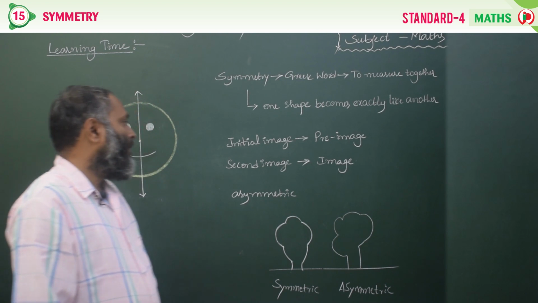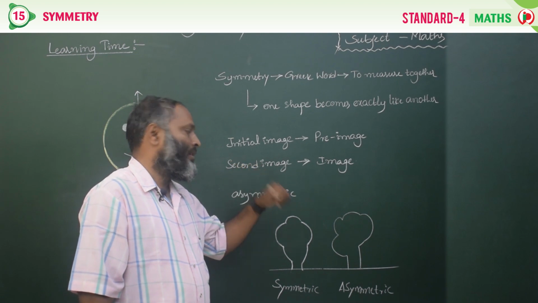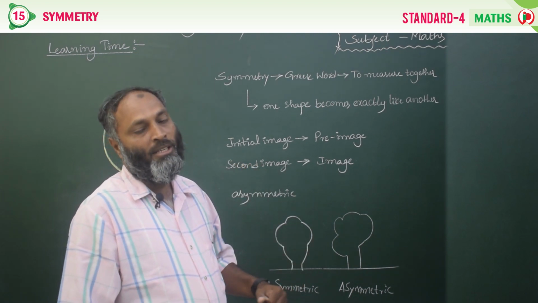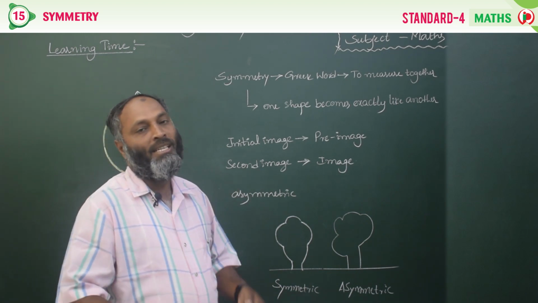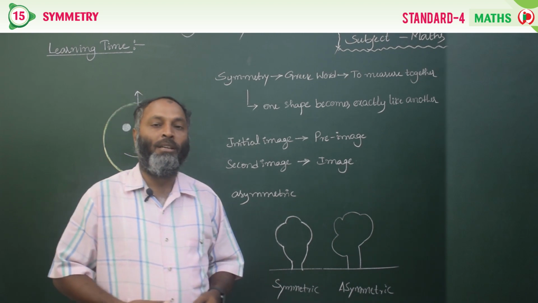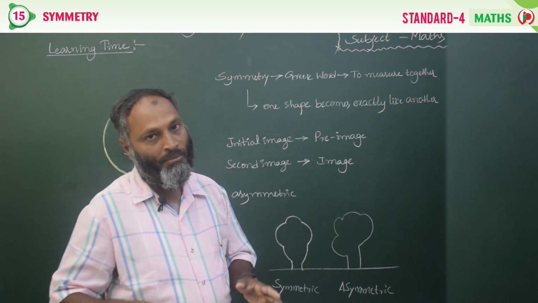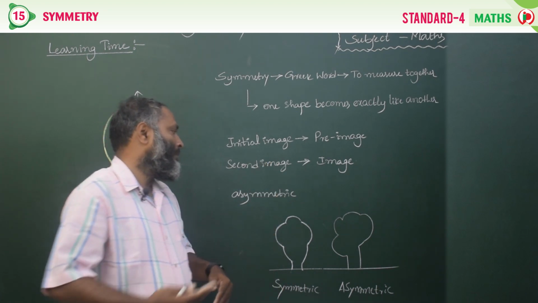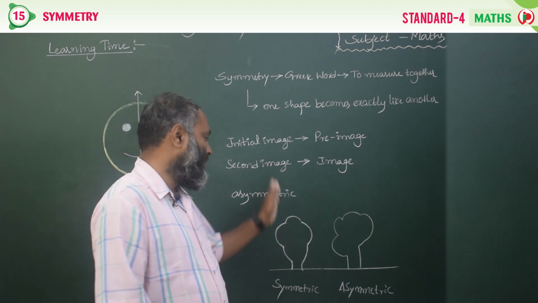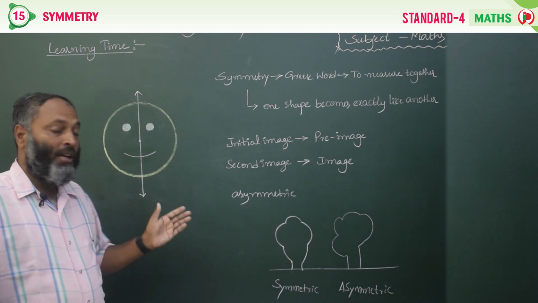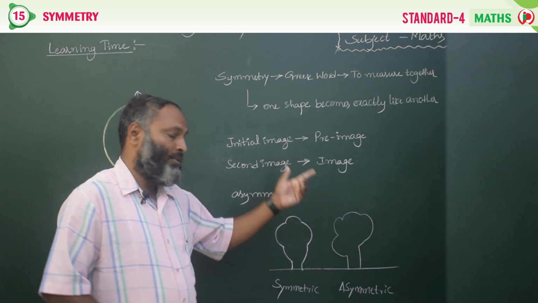Now after that, here we have two images. One is a pre-image, the other is the image. What is a pre-image? Pre always means before, so before, that is initial. Whatever initial image is given, that is called the pre-image. That particular picture, that particular shape, is our pre-image. Then what is the image? After dividing with the line of symmetry, whatever shapes you are getting, those are the final images, called the image.